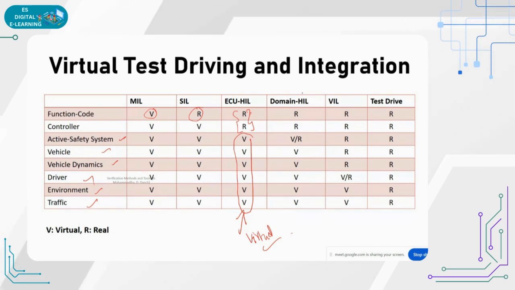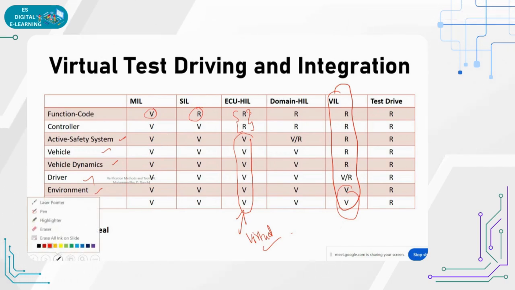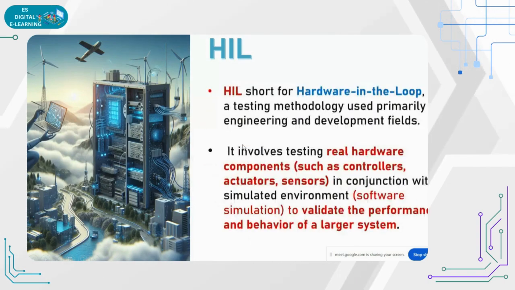And moreover, if you see the VHIL, it is the same: the active safety system and vehicle dynamics are all real, but the driver may not be. Traffic and environment we need to create virtually, meaning whichever is not possible in the physical way we create virtually, and the real things we make in the real way. This is just to help you understand why and when we need the real and when we need the virtual.